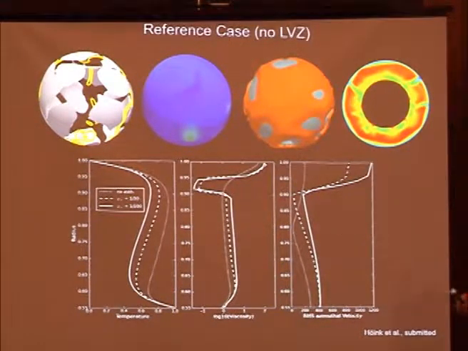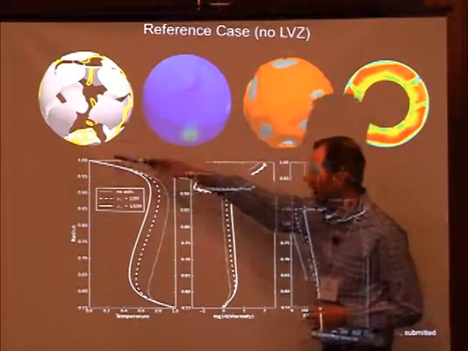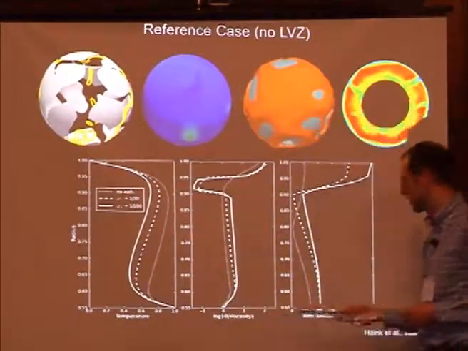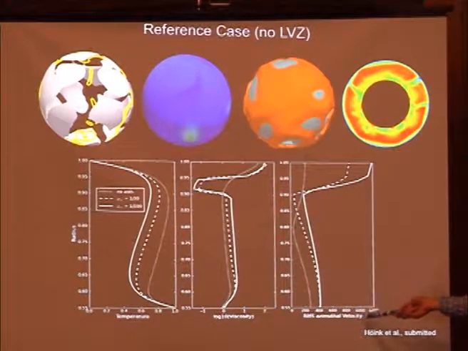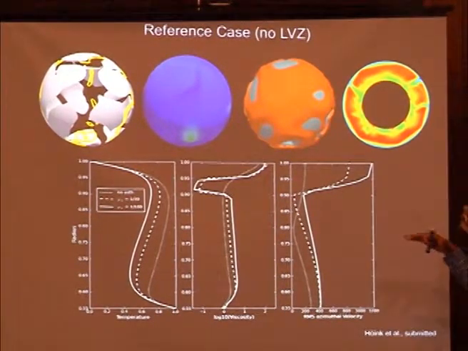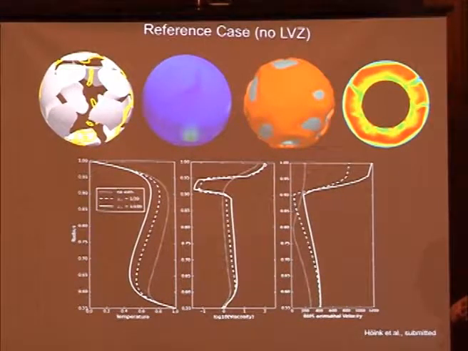Shown on the bottom of the slide are profiles. So this is depth of the fluid layer, with profiles of temperature, log viscosity, and azimuthal velocity. And azimuthal is basically the horizontal version of when you're in the sphere. So it's horizontal velocity for practical purposes.